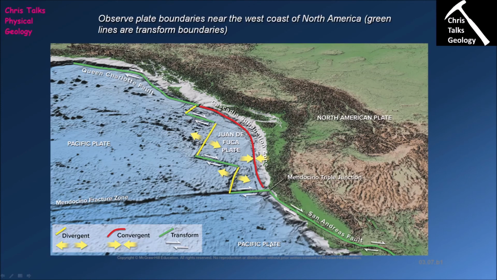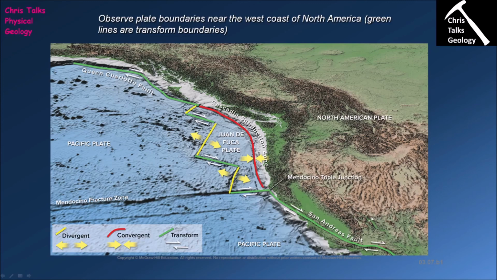Now, this means, therefore, that the Pacific plate has to move past the North American plate. And it does this by having transform plate boundaries here, which we see as the San Andreas fault and the Queen Charlotte fault. So in the case of these two plate boundaries, these are examples of where a transform boundary is not associated with a divergent boundary, but it's just there to accommodate the movement of two plates. So in this case, the Pacific plate wanting to move past the North American plate.